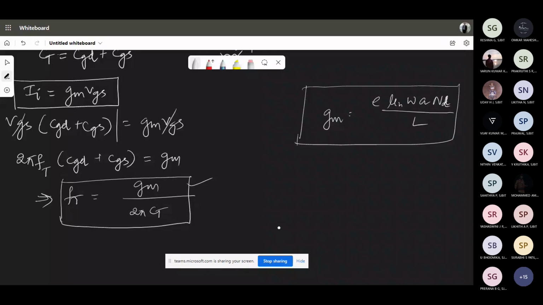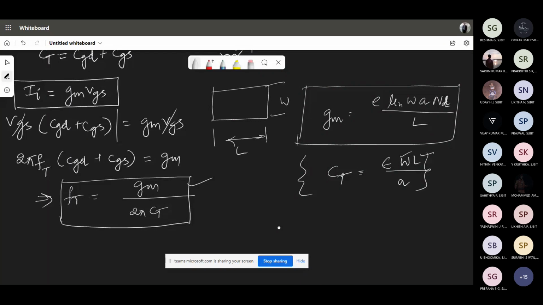So we can also write what is CG or CT for us. The CT, in the textbook they have taken it as CG. It is epsilon W L divided by A. This is nothing but epsilon A by B. Where L is the length, W is the width of the channel. You try to see the channel, L is the length, W is the width of the channel. So total area is W into L. A is nothing but the depletion width. Wherever you have a junction, the width of that is A.